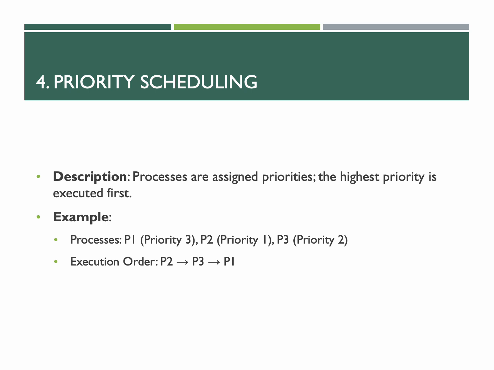However, this approach can lead to starvation, where lower priority processes might never get executed if higher priority processes keep arriving. To address starvation, modern systems often use techniques like aging, where the priority of a process increases the longer it waits in the queue.